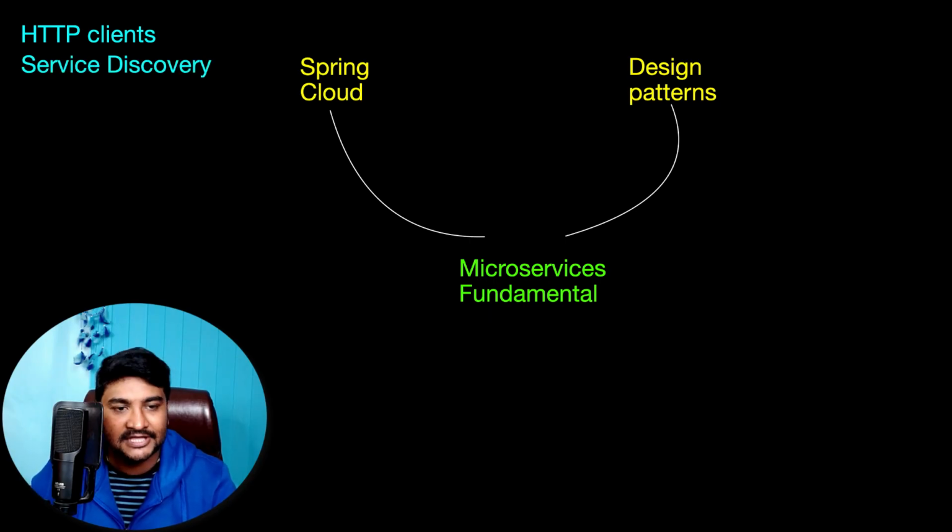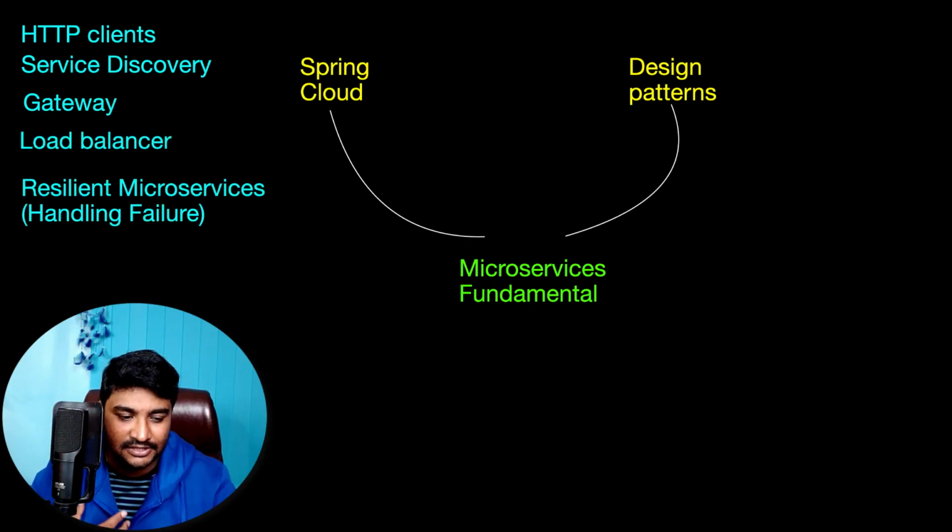The next thing will be service discovery. This is a concept in microservices, and Spring Cloud also provides a solution. So service discovery is a pattern that you have to understand as part of Spring Cloud. You also need to understand what a gateway is, what a load balancer is, and how you'll be building fault tolerant, or resilient, microservices. You'll be learning about that, and Spring Cloud provides some support for Hystrix and the Resilience4J API. You can use that for this pattern.